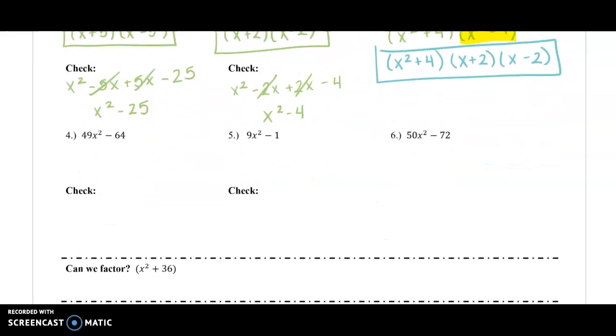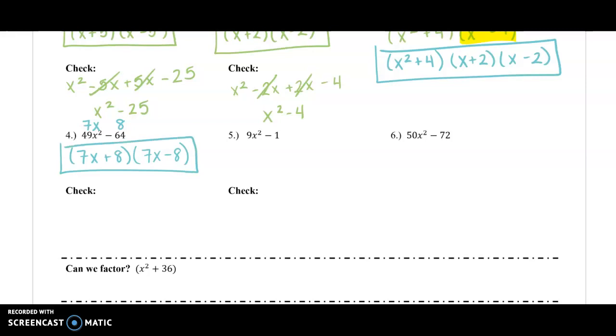Now we actually have a coefficient in front of the x squared, and that's okay as long as that coefficient is also a perfect square. So let's look. Is 49 a perfect square? The answer is yes. It's 7. We already know x squared, the square root is x. And then 64, the square root of that would be 8. So it's the same process. It's no different. It's just now we have a number in front. So now we would have 7x plus 8 and 7x minus 8. That would be our final answer.